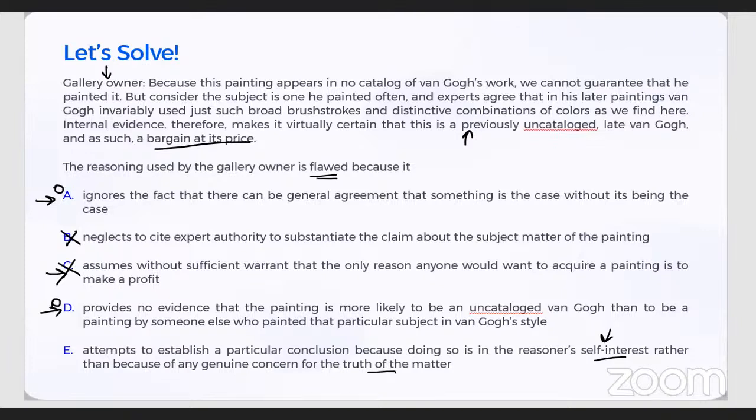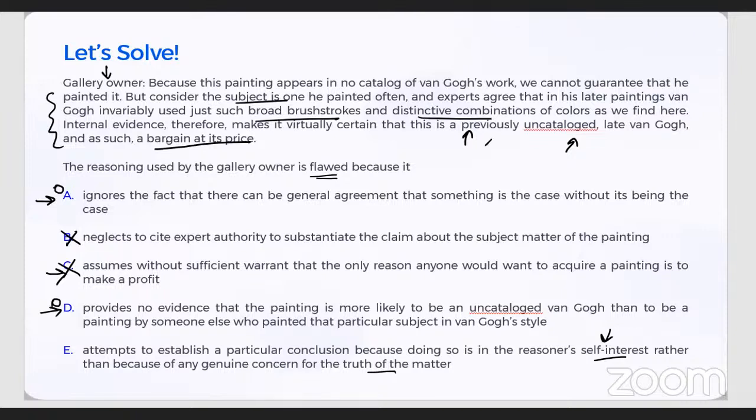The flaw is supposed to be in the reasoning itself. It's not about the owner's motives. So even if the owner does stand to make a profit, this is not the flaw in the reasoning that has been presented. All the reasoning that has been presented is that, hey, look, subject matter is similar, broad brushstrokes, distinctive combinations. All of this shows it is a Van Gogh. But what is the flaw?